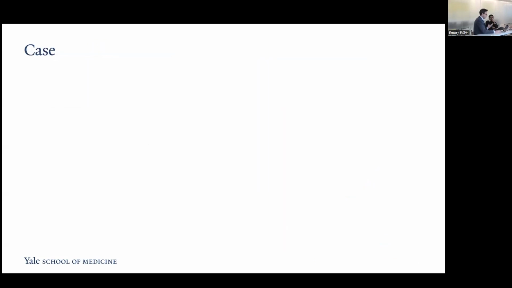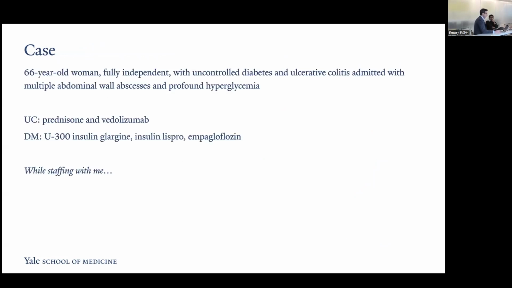So I'll start with a very brief case. I attend on the general inpatient medicine units at Yale New Haven Hospital up in Connecticut, and a few months ago was seeing a 66-year-old woman, fully independent. She had uncontrolled diabetes and ulcerative colitis. She was admitted with multiple complications, infectious complications, and very high sugars. She's on 2 immunosuppressant medicines and a number of insulins and other meds for diabetes.